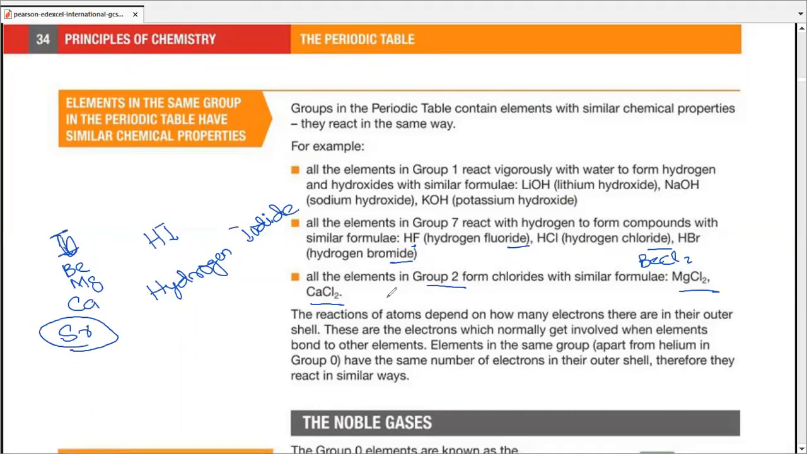So Sr would form SrCl2. And the next one on the list is Ba, barium. It would form BaCl2. Right, so it's pretty easy for us.